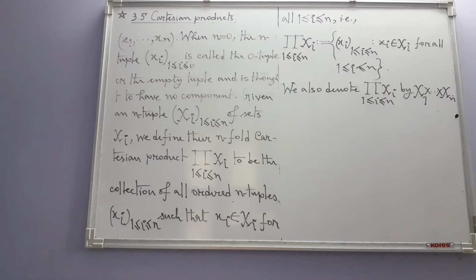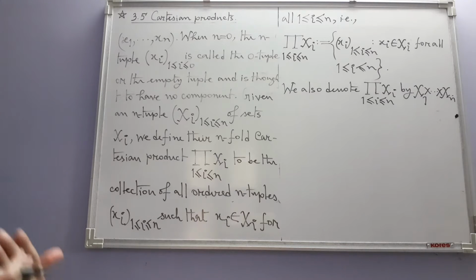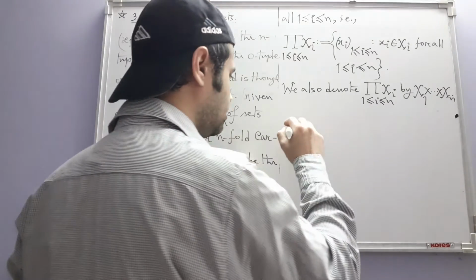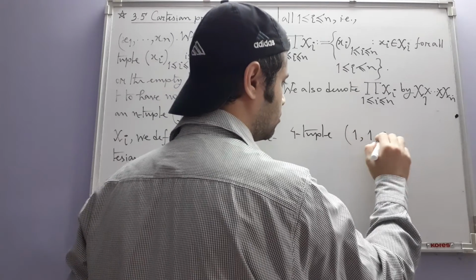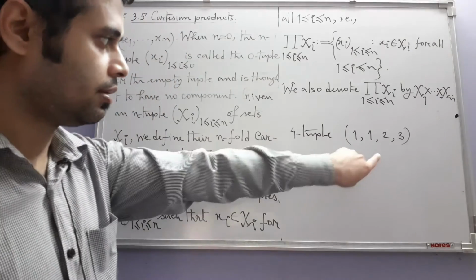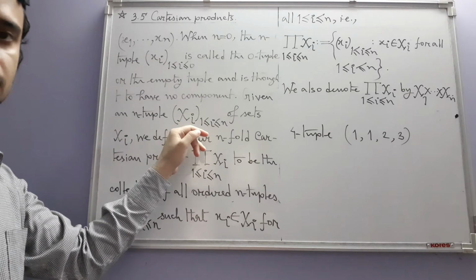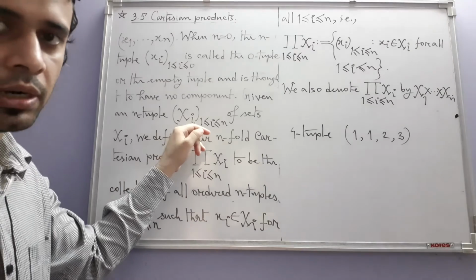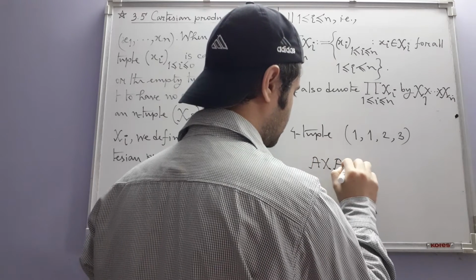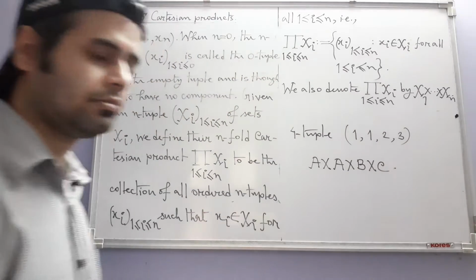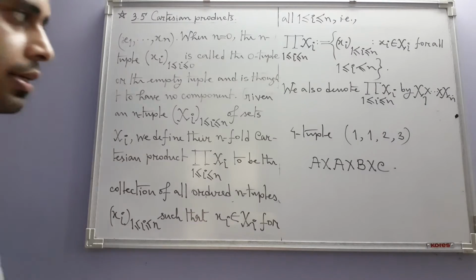Note one thing carefully, that just like in an ordinary n-tuple, components can be repeated. For example, if I write a 4-tuple, say 1, 1, 2, 3, then the first and second components are actually equal. So here we are considering an n-tuple of sets, and the same set may appear. As such, we may get a Cartesian product that looks like this. In fact, all the sets may be just one set. They may all be equal. That case is also possible.